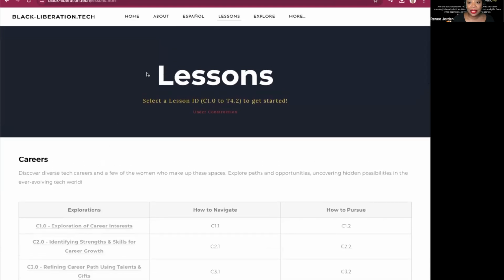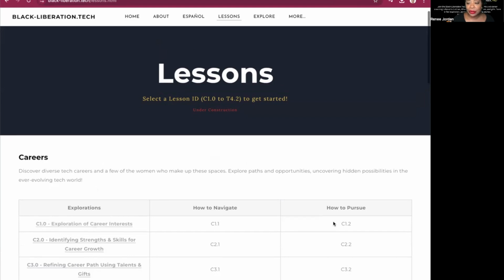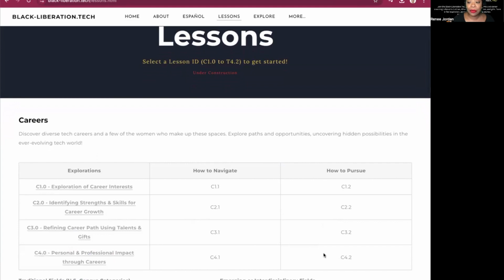As you can see here, it says lesson, select a lesson ID. I have them labeled C1.0 through C4.2, each with its own indication. The point zeros are all dedicated to explorations. The 1.1s are going to talk about navigating, and the 1.2s are going to talk about how to pursue it. So how do you get there? What paths can you take in order to get to where you want to go?